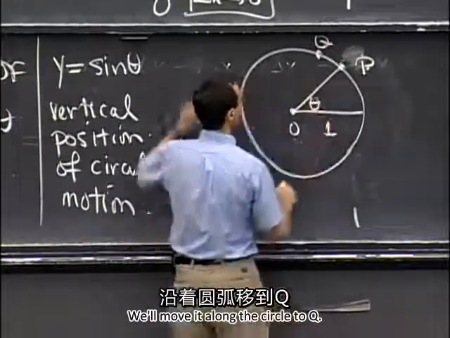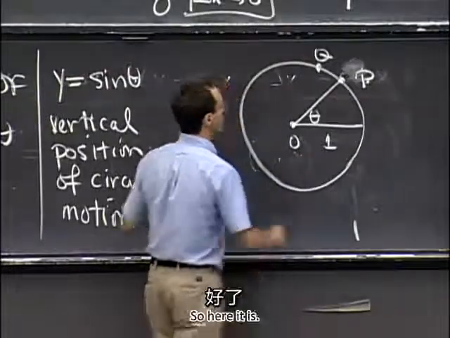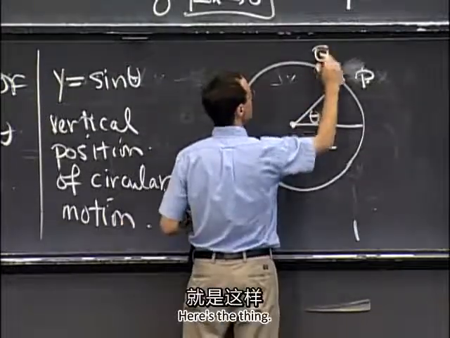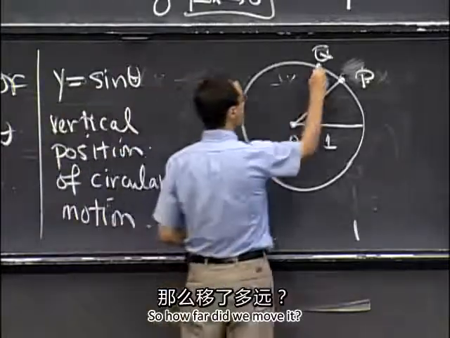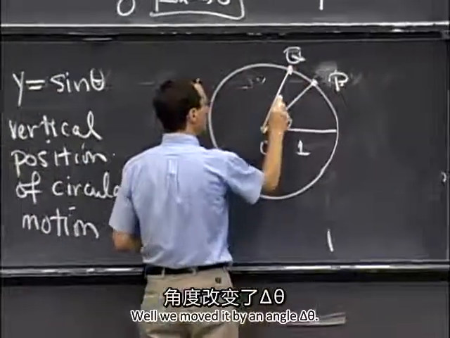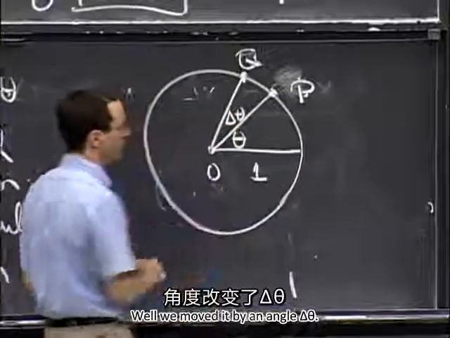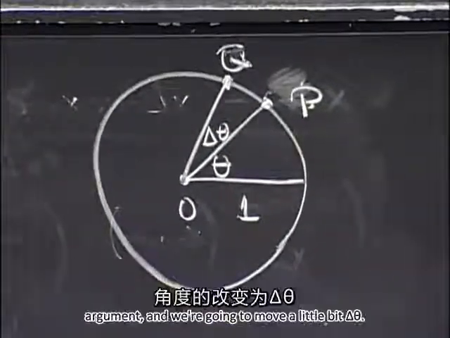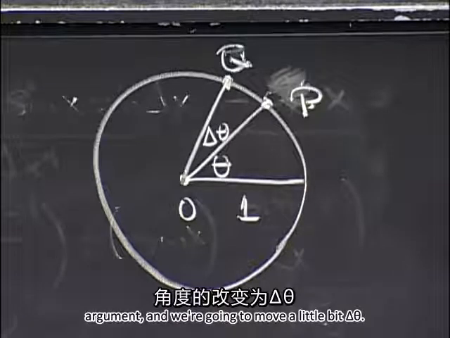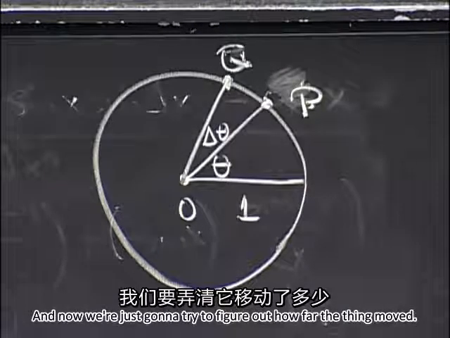All right, so here it is. Here's the thing. So how far did we move it? Well, we moved it by an angle delta theta. So we started at theta. Theta is going to be fixed in this argument, and we're going to move a little bit, delta theta. And now we're just going to try to figure out how far the thing moved.